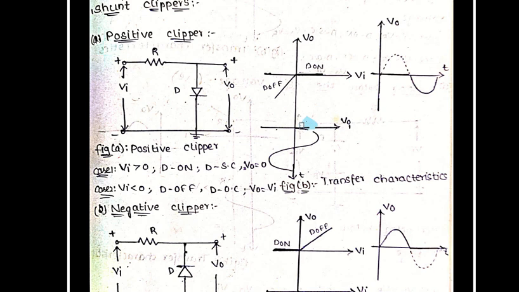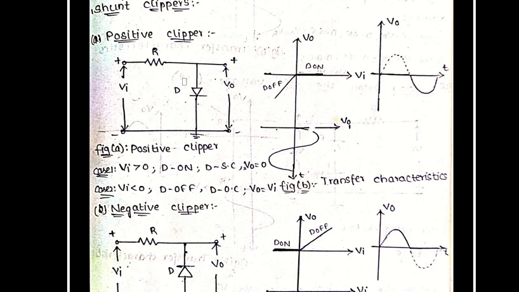Now coming to the negative portion of the input signal, it varies from 0 to minus 5 volts. Take any voltage, I will take minus 3 volts as an input signal. That minus 3 volts is applied to the circuit and appears at the anode of the diode. And here the cathode is directly connected to the ground, that means 0 volts.